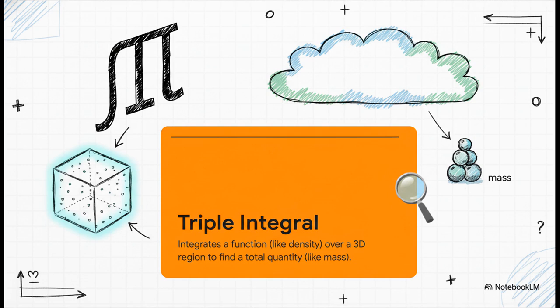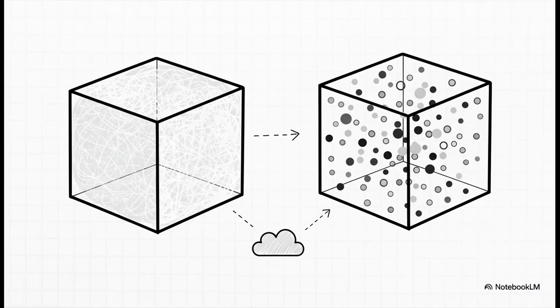This is our ultimate tool. It doesn't just work over a 2D area, it works through an entire 3D volume. It takes a function, like the density at every single point, and sums it all up over the entire region to get a total quantity, like mass. And this is the huge difference. With a triple integral, we've moved beyond just measuring the size of a shape. We are now calculating a property, could be mass, could be temperature, could be charge, at every single point within a 3D object and then adding it all up. This is exactly how we solve our cloud problem from the very beginning.